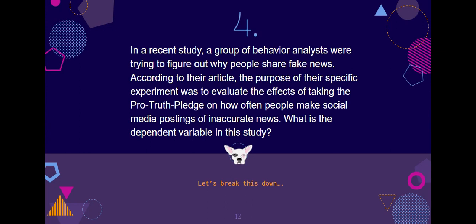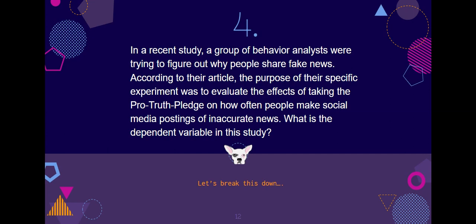Ready to try another question? This is probably one of my faves on the taste test. In a recent study, a group of behavior analysts were trying to figure out why people share fake news. According to their article, the purpose of the specific experiment was to evaluate the effects of taking the pro-truth pledge on how often people make social media postings of inaccurate news. What is the dependent variable in this study?